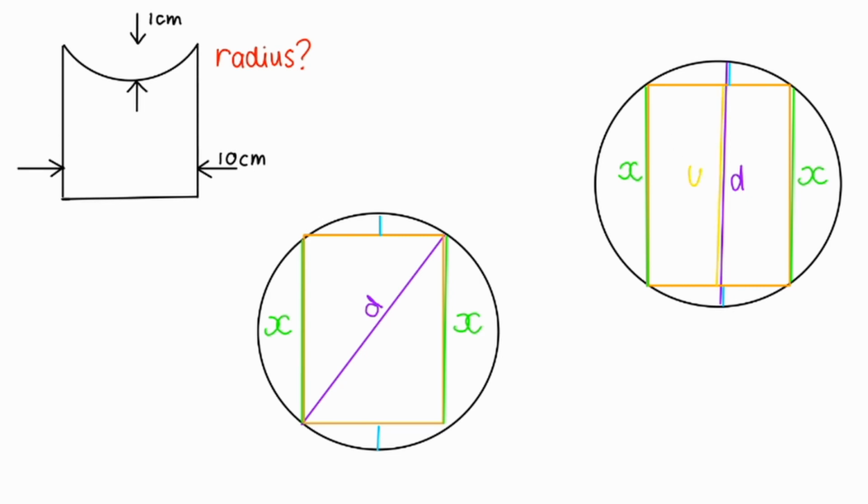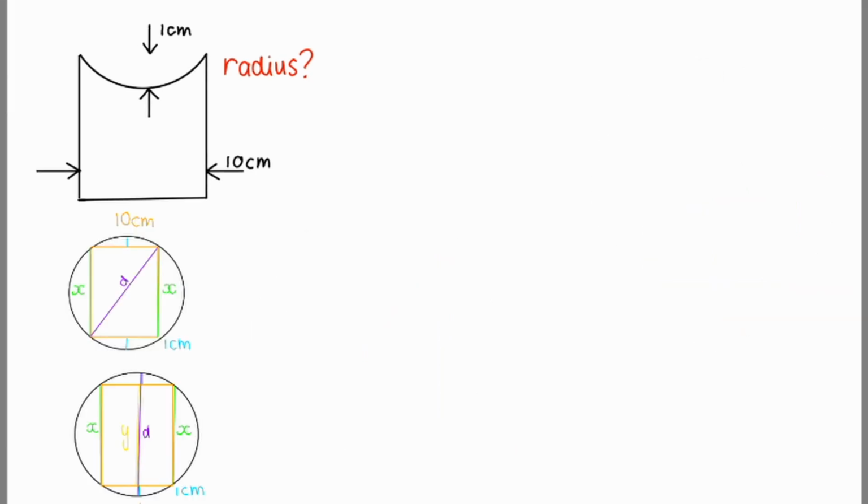Let's label that as y. We know that the blue is 1 centimeter, and we also know that this orange part at the top here and at the bottom here are 10 centimeters. We annotated basically all of the unknowns and the knowns in the sketches, but now we need to start doing calculations. Remember when I previously mentioned Pythagoras' theorem? Well, we can use it here.